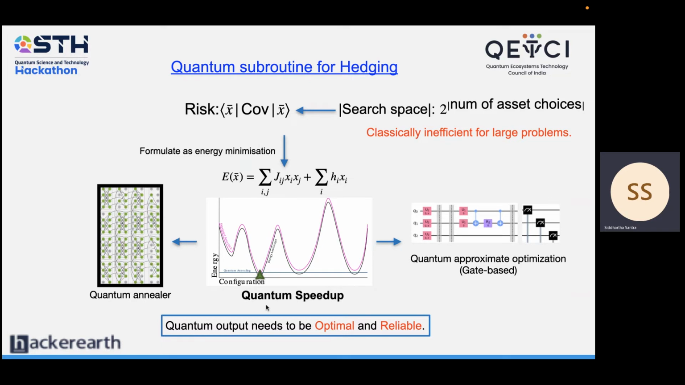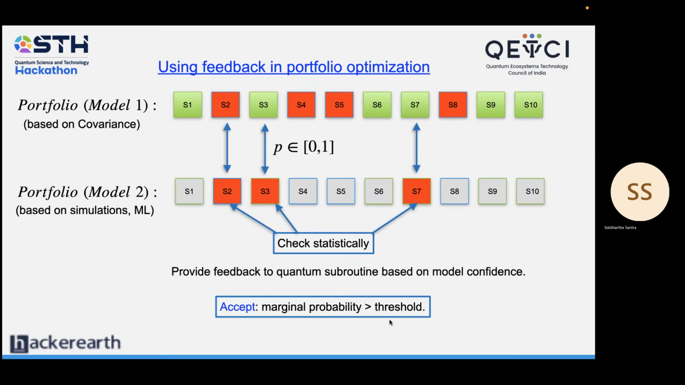This quantum speedup can be achieved via either a quantum annealer or a gate-based quantum approximate optimization algorithm. However, in both cases, one wants the solutions to be optimal and reliable. This is where feedback can come in.